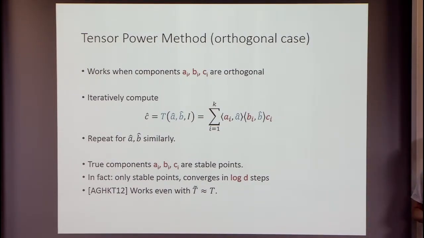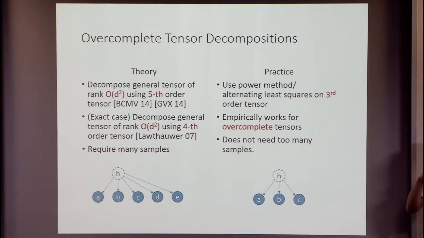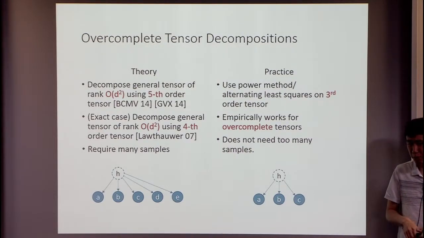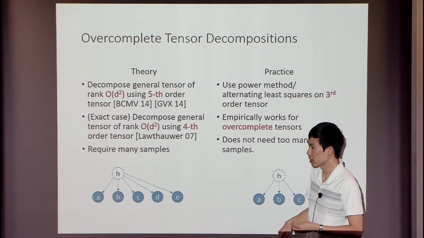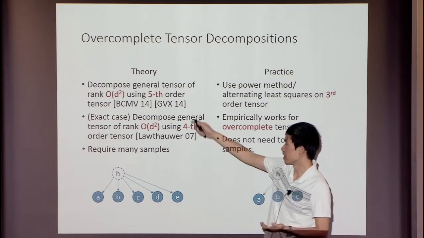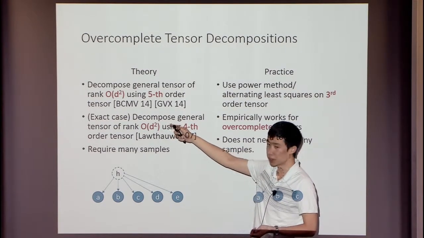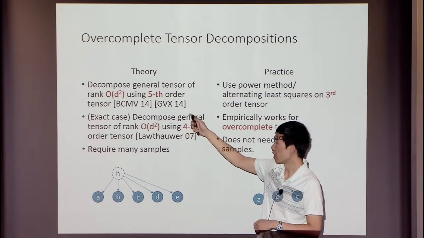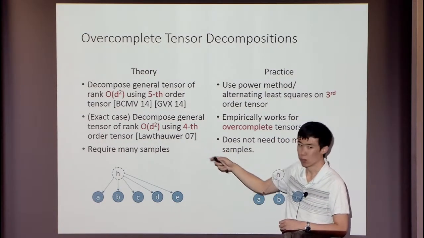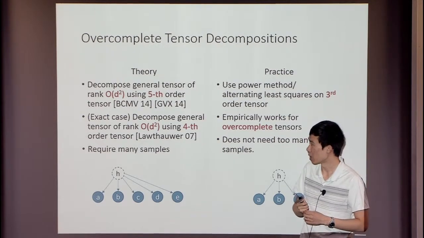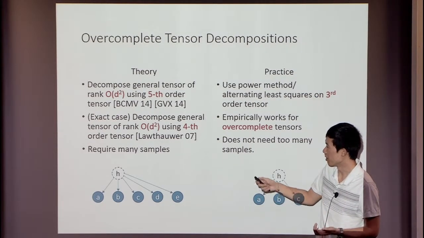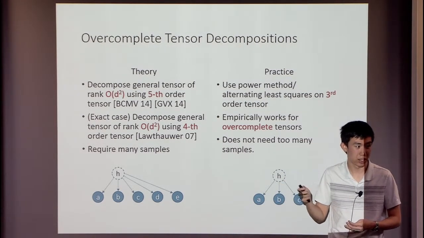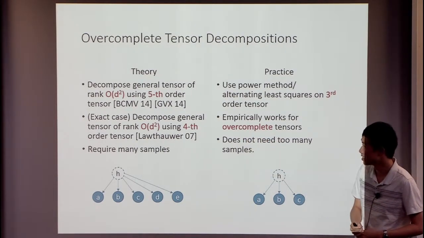So then what do we know about overcomplete tensor decompositions? Well, only recently we started to know algorithms that can provably decompose overcomplete tensors. For example, last year there were a couple of results that show how to decompose, say, a general tensor of rank order d squared. So when k is order d squared, using a fifth order tensor. So Moses Sherika is going to talk partly about this result in his Thursday talk. So if you are interested, go to that. A similar result is by Santosh and others. So many of the authors are in the audience.